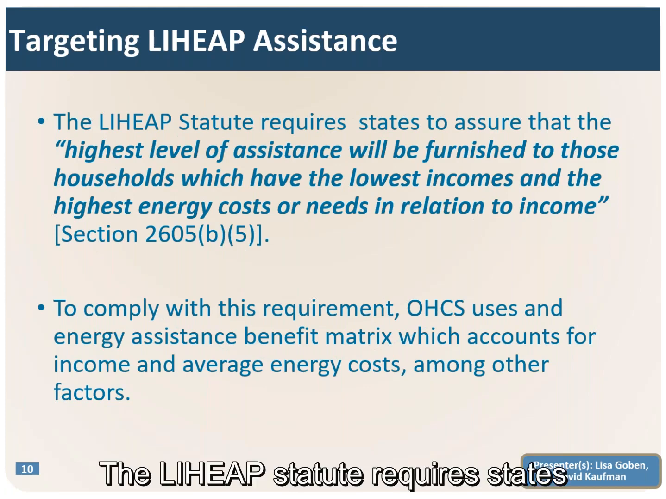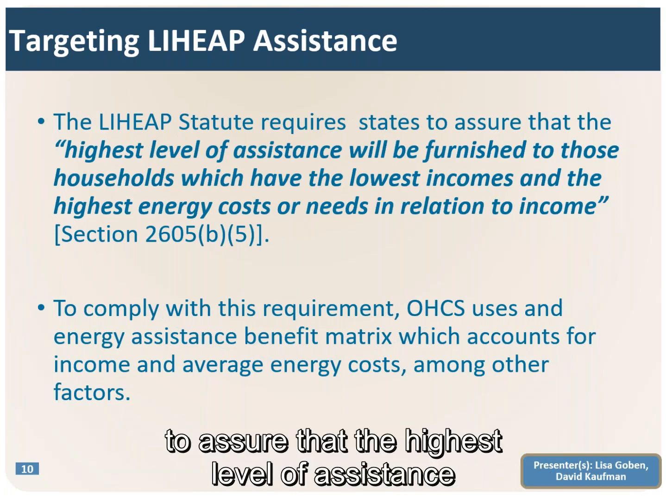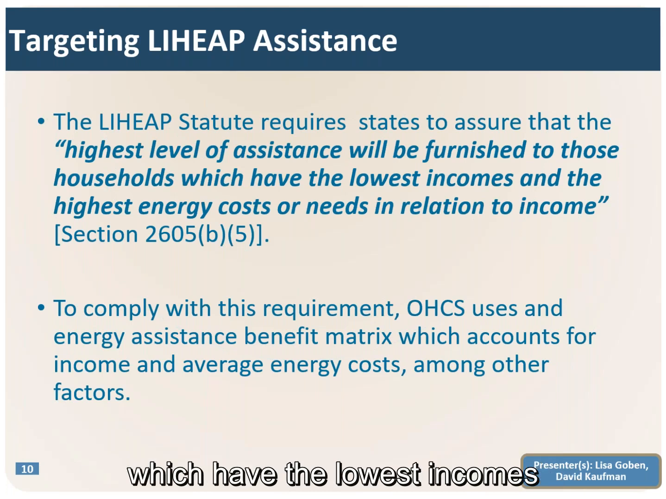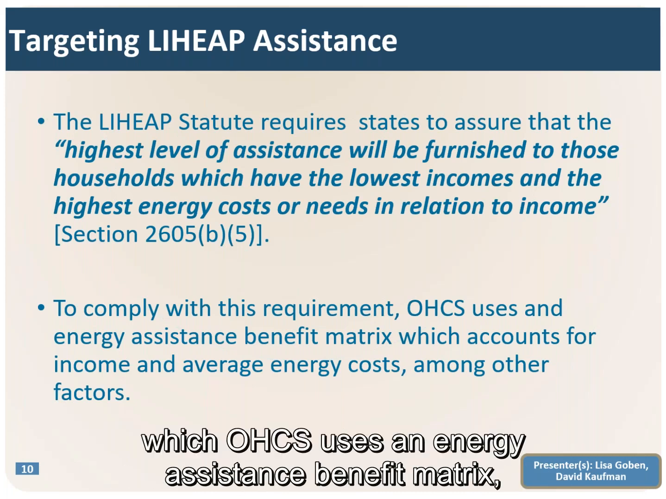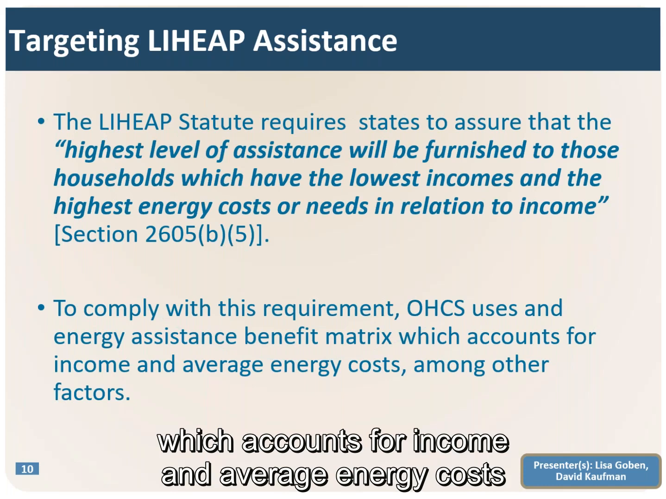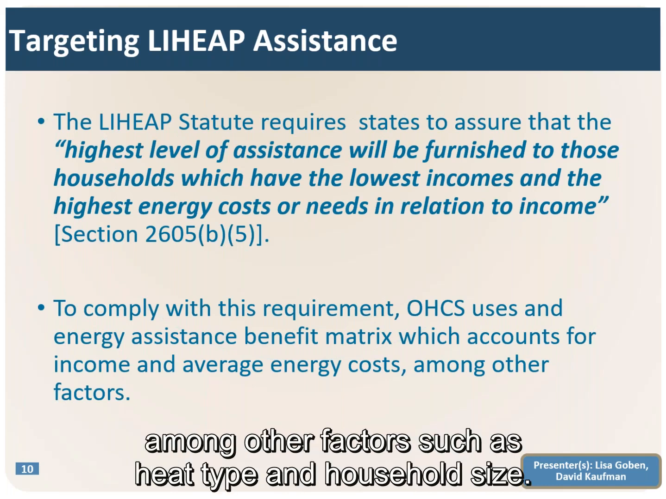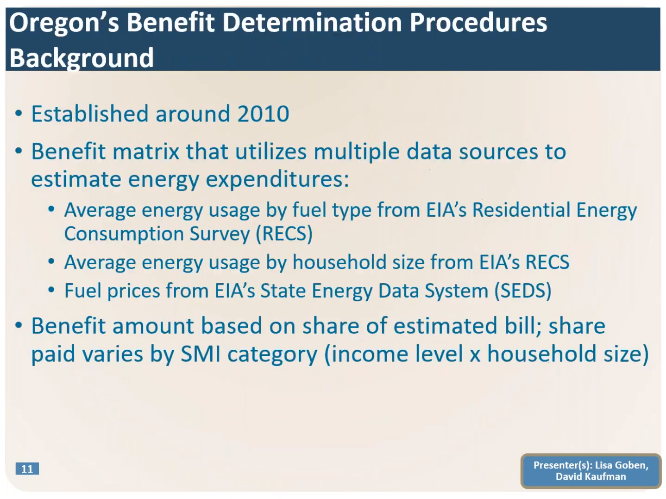The LIHEAP statute requires states to assure that the highest level of assistance will be furnished to those households which have the lowest incomes and the highest energy costs or needs in relation to income. So to comply with that requirement, OHCS uses an energy assistance benefit matrix, which accounts for income and average energy costs, among other factors such as heat type and household size. Next slide.